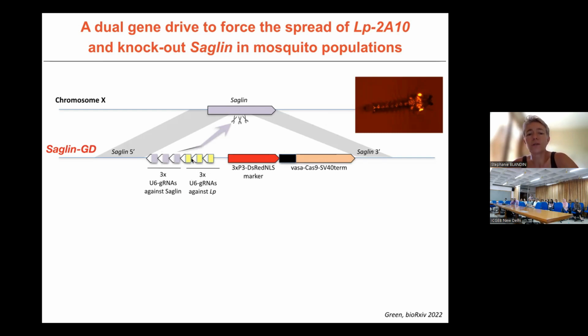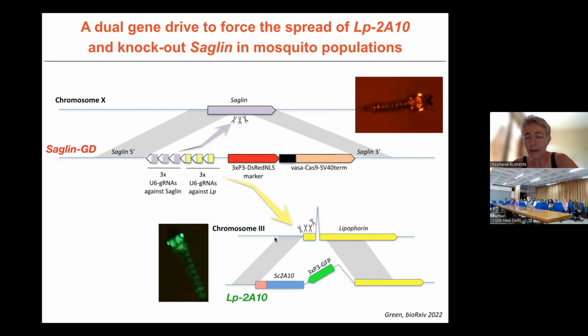And we also inserted 3 guide RNAs that target the lipophorin allele. So if my mosquito not only has the gene drive but also has the LP2A10 allele, in this case the wild-type lipophorin locus will be cleaved by the Cas9 and the guides that target this locus, and the lipophorin 2A10 allele can be copied inside.